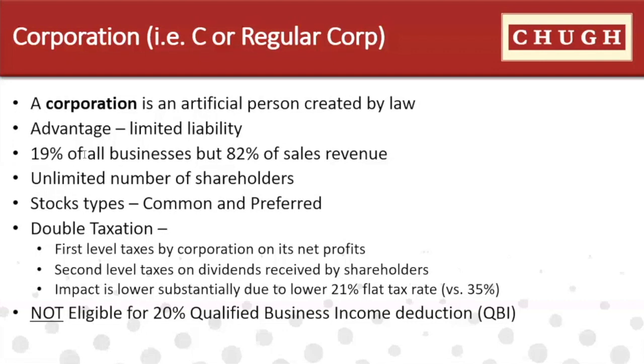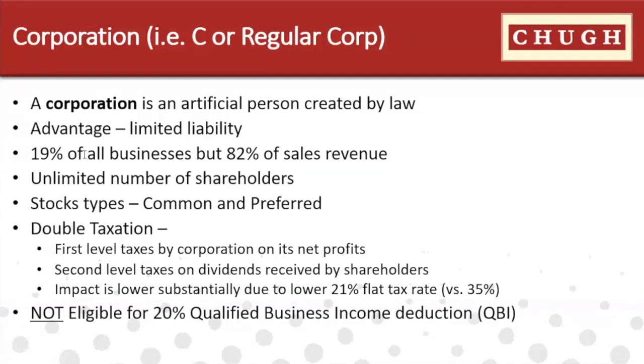In terms of US businesses, 19% of all businesses are corporations, but the revenue generated by those 19% of businesses is almost 82% of total sales. So you can see how widely used this form of business is in the country, and the biggest reason is the limited liability. In terms of the number of shareholders, there is no limit.